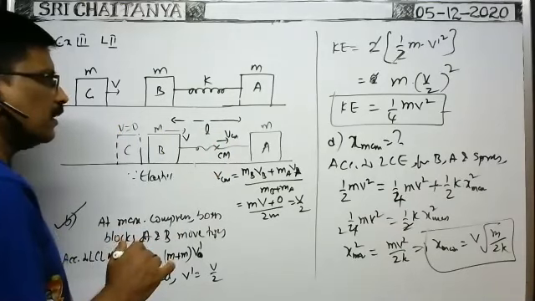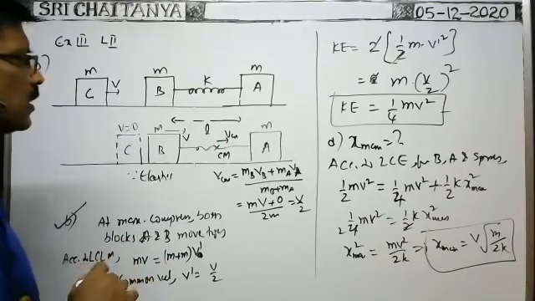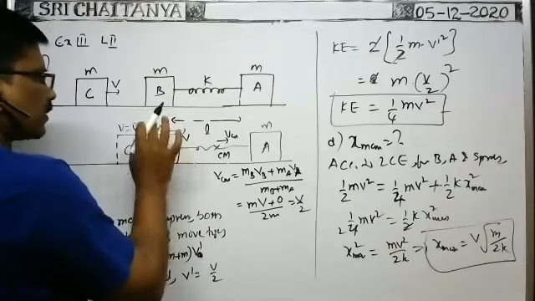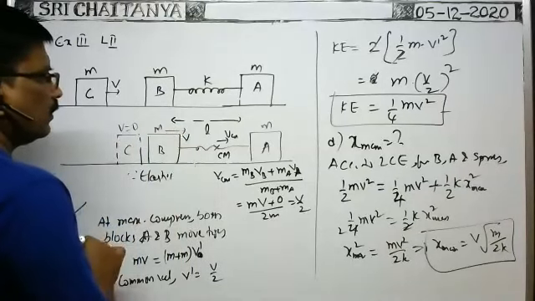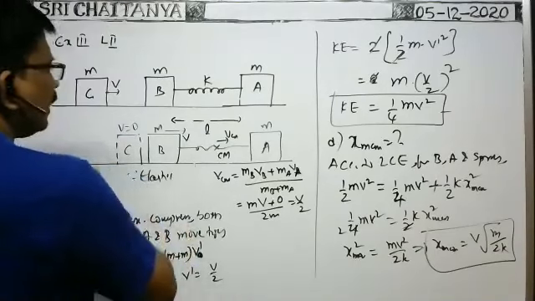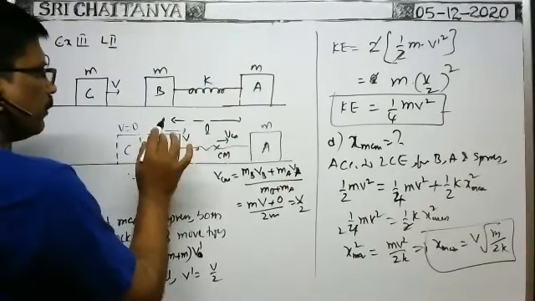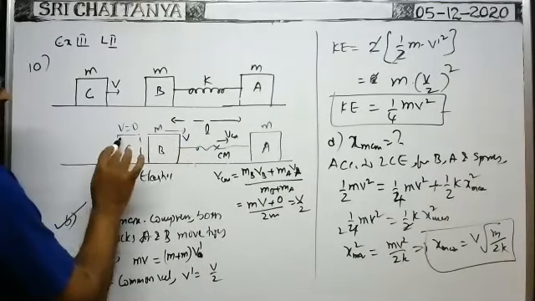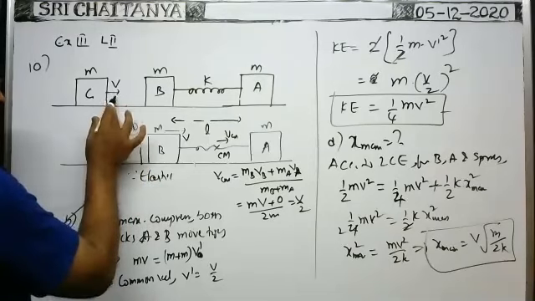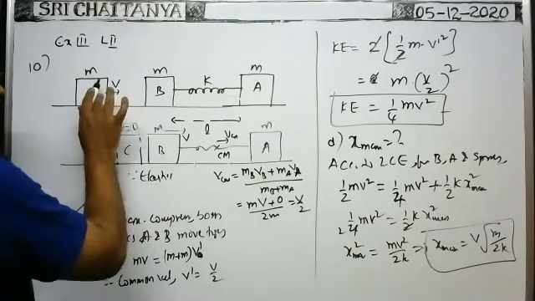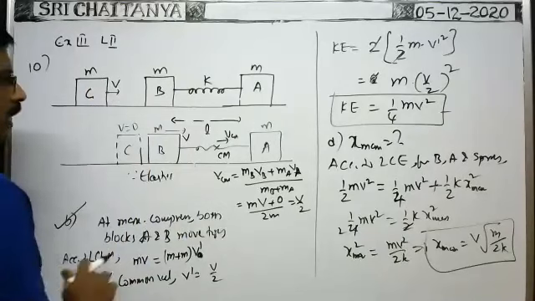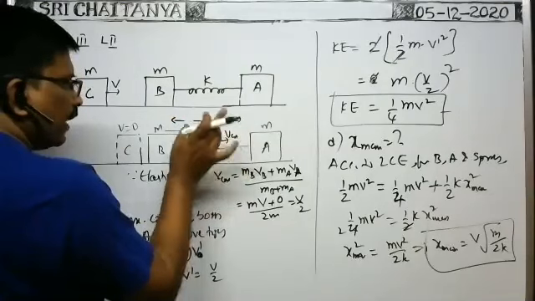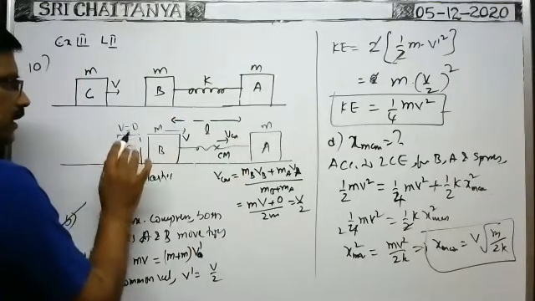Maximum compression in the spring means we have to apply the conservation of energy principle. At the instant the block starts motion with a velocity v, the entire system has only kinetic energy, half m v square. That is equal to the energy when the maximum compression takes place, at which time the velocity is 0.